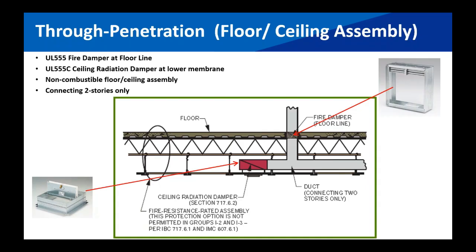So this is known as a through penetration. So visually, this is what the code refers to when it talks about through penetrations. This can only happen in non-combustible floor ceiling assemblies and also limited to 2 stories. So this may not be an application that you're actually able to accomplish. Had this been a wood floor structure, none of this could happen. So if I have a through penetration through any wood floor structure, a rated shaft is then the requirement. So there's no damper products that can fully protect through penetrations in wood floor assemblies.